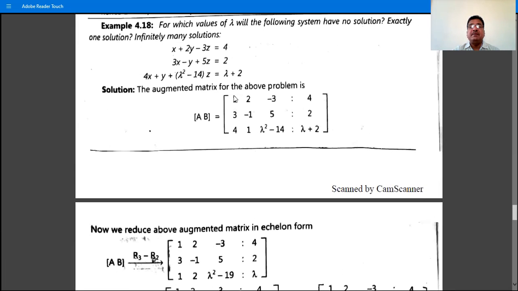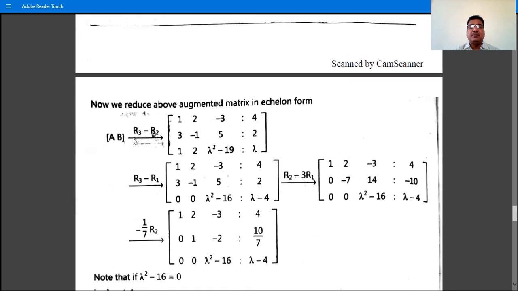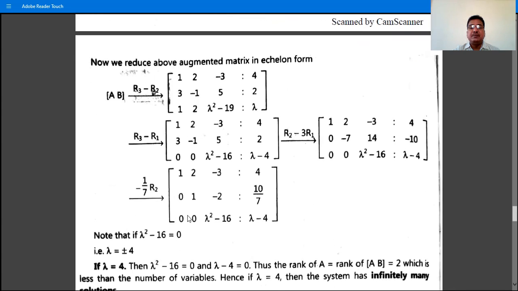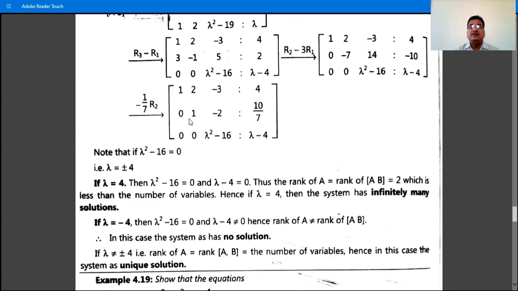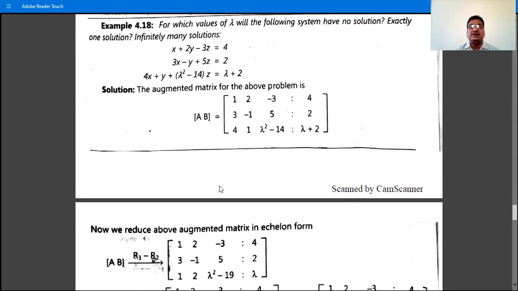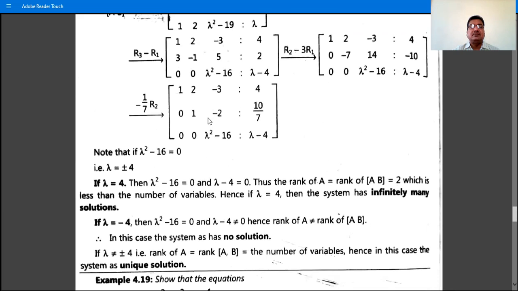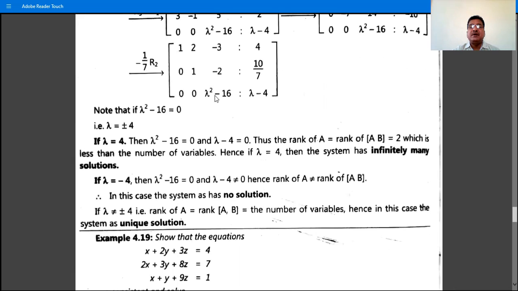First reduce this element to 1, it is already 1. Then reduce this 3 and 4 to 0. These are the operations, R3 minus R2 and R3 minus R1. So we have 0 at these two places, 0 at this place, 1 at this place, and this is the echelon form. By your procedure, step by step, reduce the matrix to echelon form. This is an echelon form, because this lambda square minus 16 is equal to 0 or a non-zero quantity.